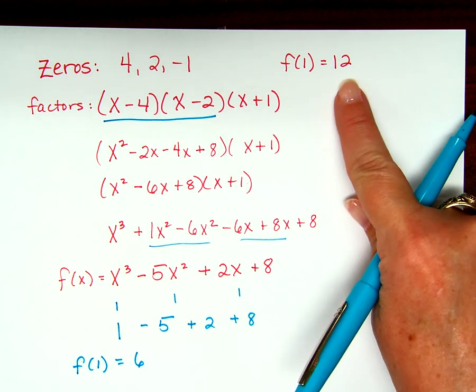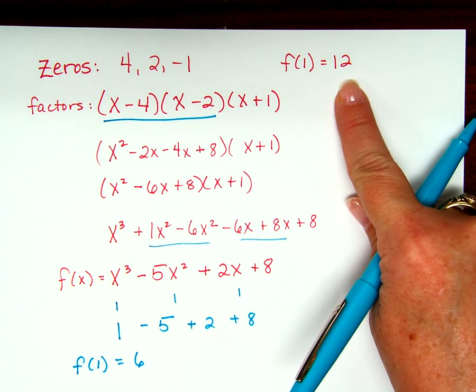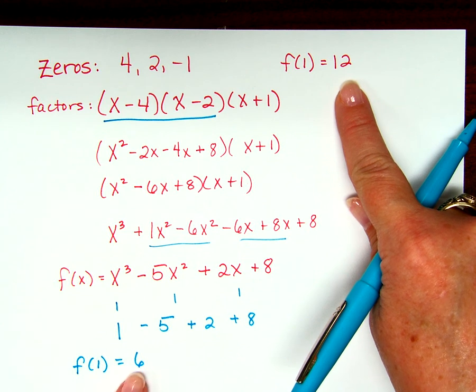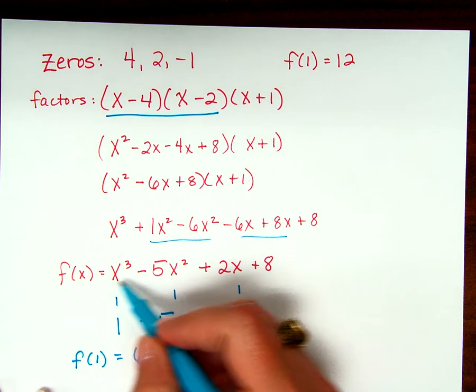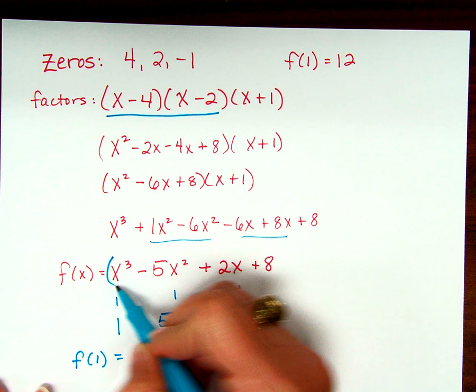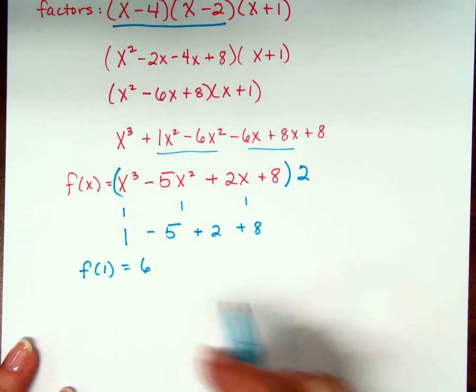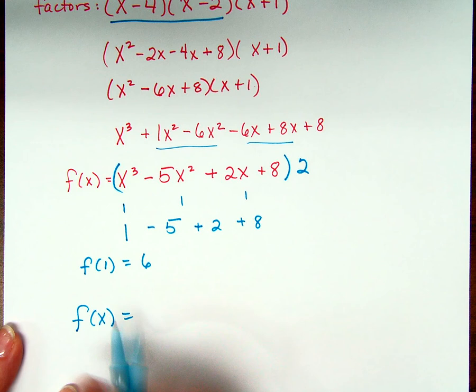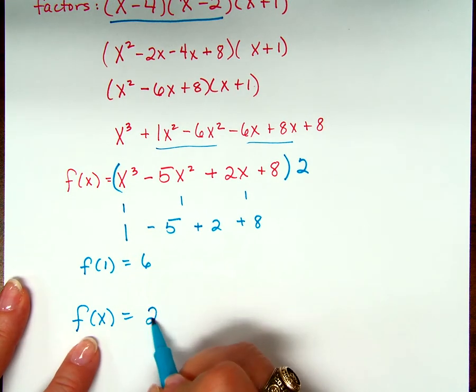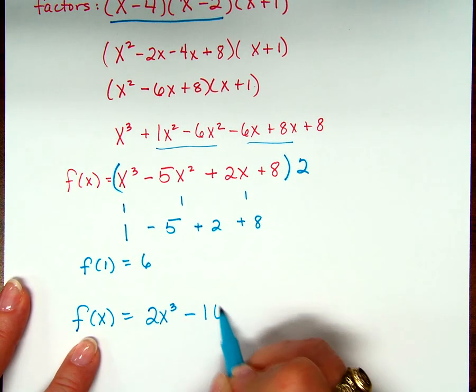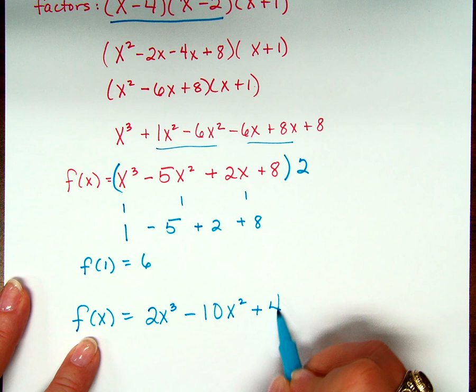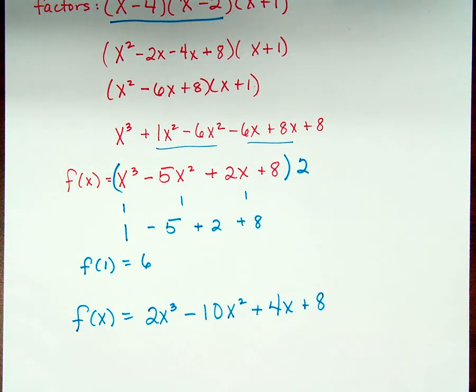What do I need it to be? So what do I need to multiply everything by? 2, right? To go from 6 to 12, I need to multiply by 2. So this equation I got is a good starter, but in order to get the right answer, I have to multiply everything by 2. Okay? So that the actual function that I get is 2x to the third minus 10x squared plus 4x plus 8. Does that make sense? Okay.